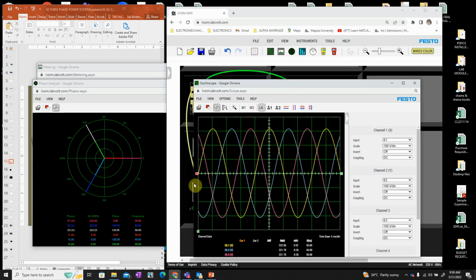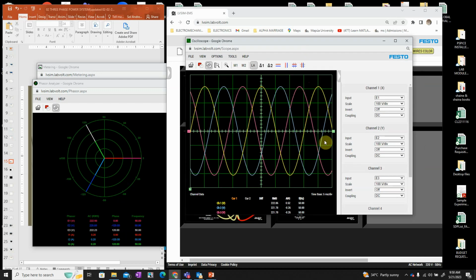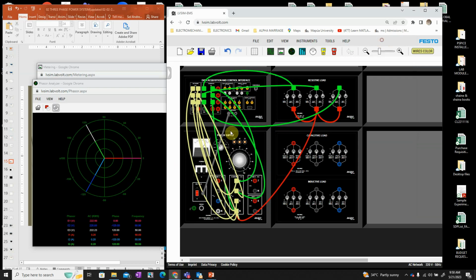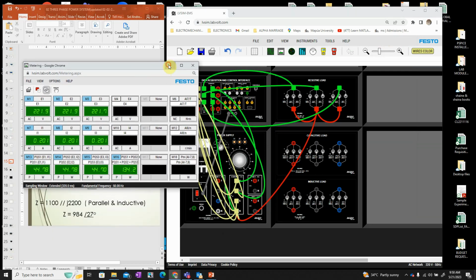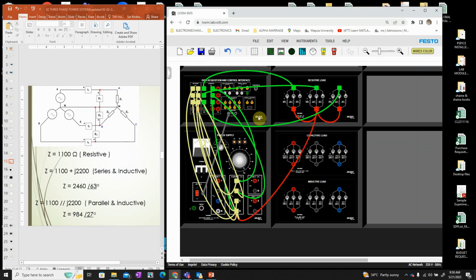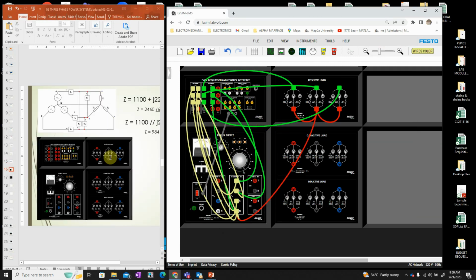Of course, the current will be in phase, it will be a small waveform here. But we don't want to see it because the scales have a large difference between the voltage and the current. So now, this is the phasor, and this is the sinusoidal waveform. Okay, now let us go for measuring the line-to-line voltage and current.